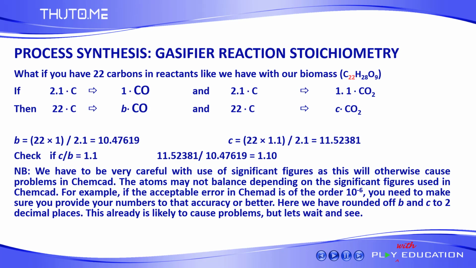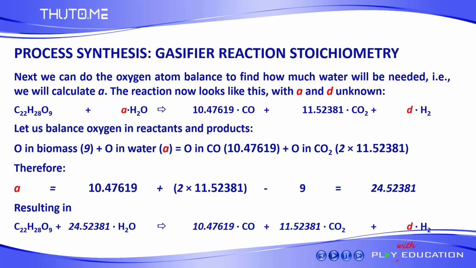If you have 22 carbons in reactants, like we have with our biomass, we can use the carbon balance ratios to calculate the values of stoichiometric coefficients, C and B, like we have done here. If you want more clarification, these calculations are explained in detail in Lesson 1. We can further confirm that the ratio of CO2 to CO is 1.1, as required in the problem specifications. Next, we can do the oxygen atom balance to find how much water will be needed, that is, we will calculate the value of the stoichiometric coefficient, A.